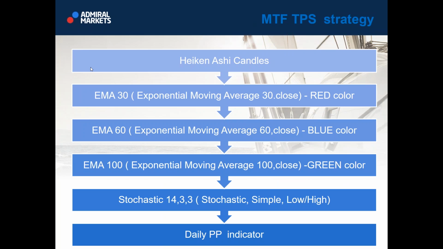So the MTF TPS strategy uses Heiken Ashi candles, but also EMA 30, EMA 60, and EMA 100. EMA 30 is red, EMA 60 is blue, EMA 100 is green. And stochastics 14, 3, 3 are used for confirmation for our entry.